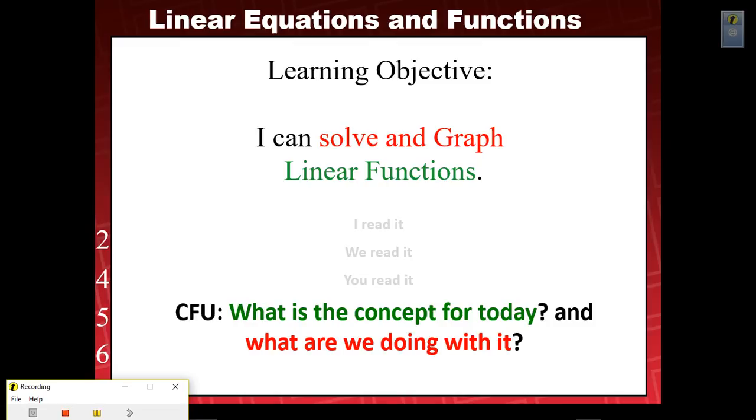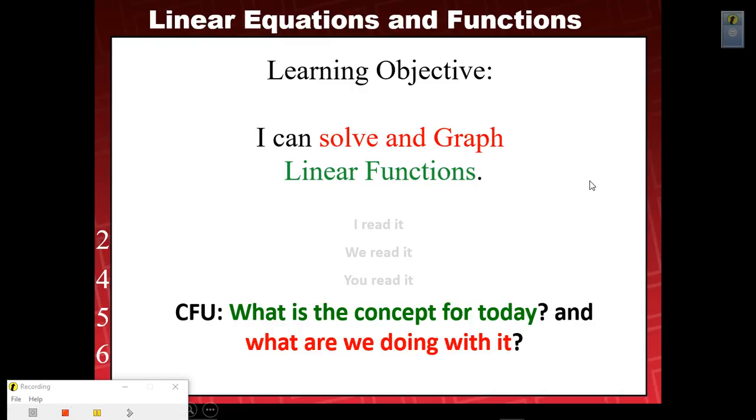Okay, here we go. Our objective for today: I can solve and graph linear functions. Read together, 1, 2, 3. I can solve and graph linear functions. So we already started yesterday. Just to recap, that's why I'm not going to have you do notes on Cornell. We're going to do that on the graph.